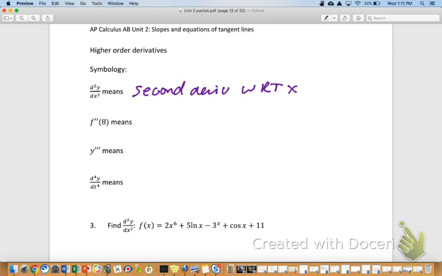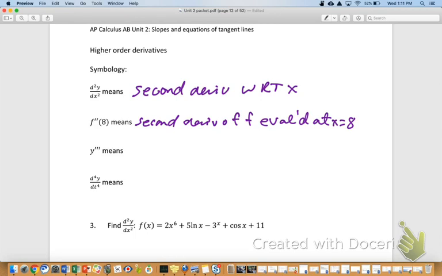What about f? The way you'd say that is f double prime. F double prime of 8? What do you think that would mean? Of f evaluated at 8. That's right. So second derivative of f evaluated at x equals 8. Eval'd is evaluated.